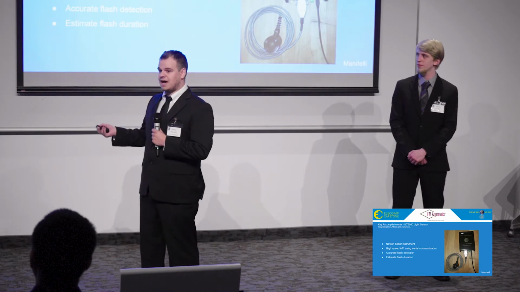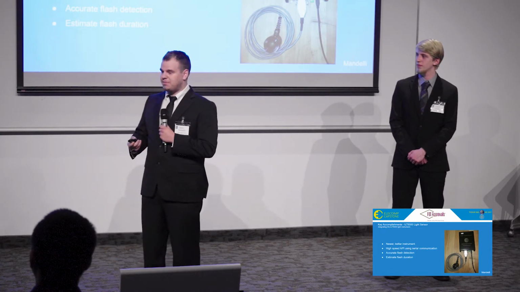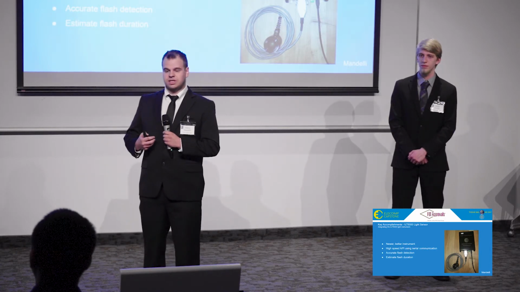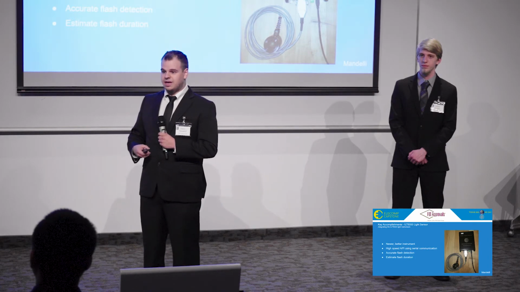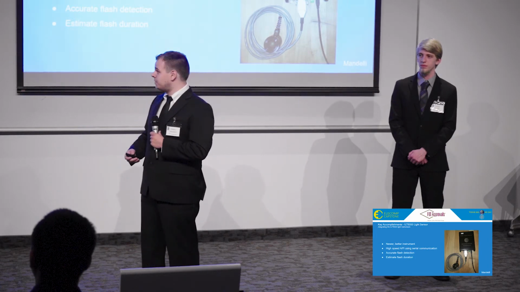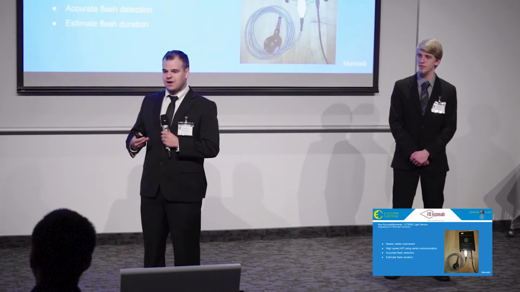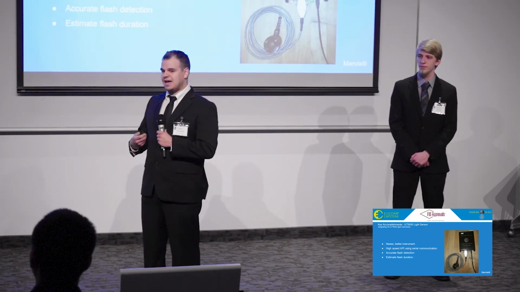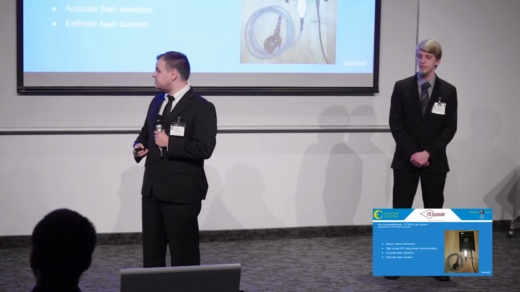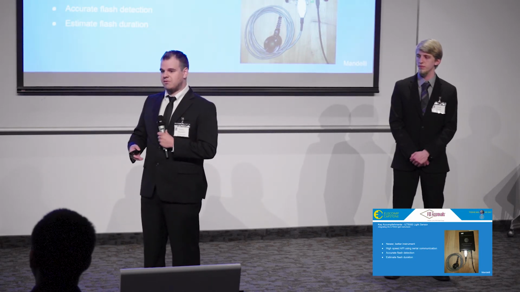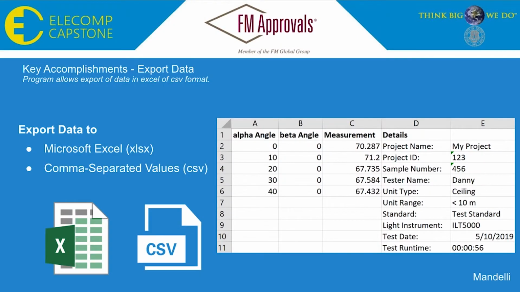So after some discussion, we decided to upgrade to the ILT 5000, which provided a much faster API as well as using two-way serial communication, negating the use of a microcontroller at all. This also provided much more accuracy in our flash detection, as well as providing some more features, such as estimating a flash's duration. Now, due to this being a different API than our original one, we had to rework our logic in order to get it fully functioning.